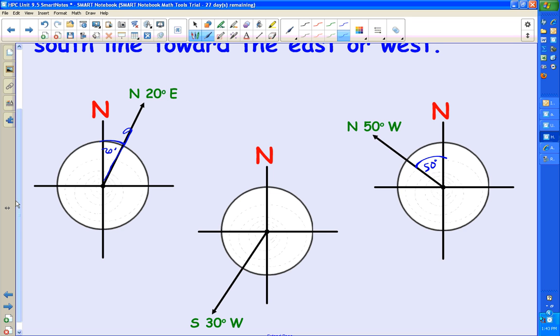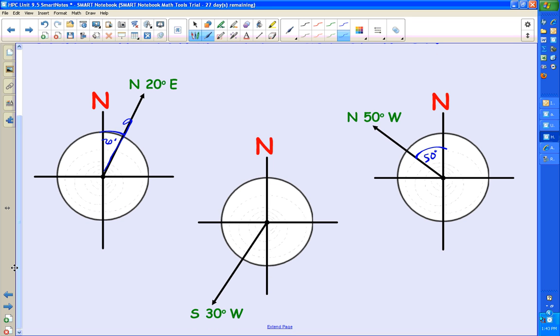In the next example, we're going south, 30 degrees west. This angle here is 30 degrees. And then the last example, north, 50 degrees west. So this is your path.